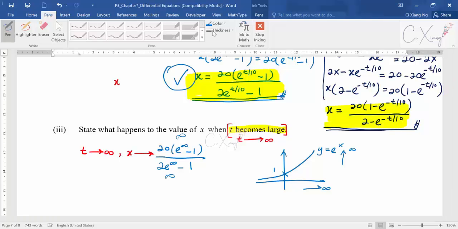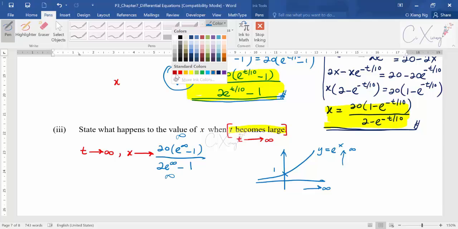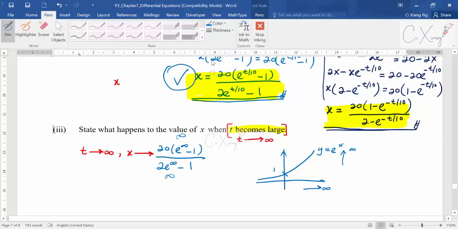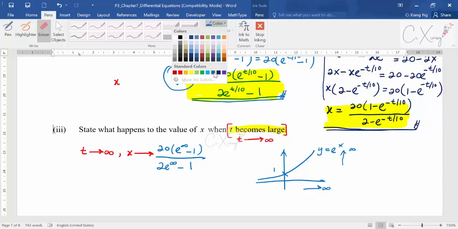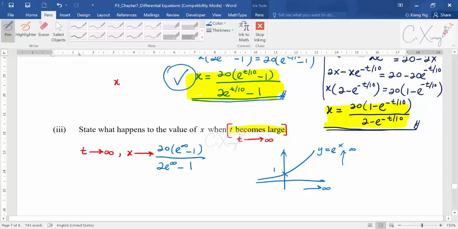All right, so what you can do here is try to simplify it. You have to do something else to make sure that you won't get infinity divided by infinity. So what you can do now is divide your equation by e infinity.